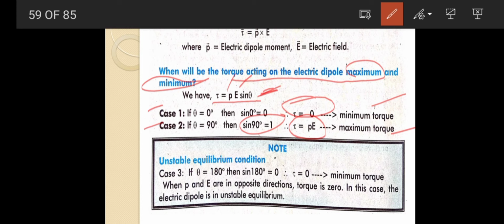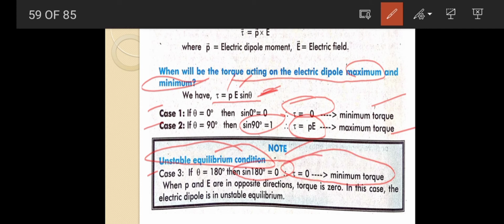Now let us have a look at this note: unstable equilibrium condition. What is this unstable equilibrium condition? Let us consider that as case 3. In case 1 we put theta equal to 0, in case 2 we put theta equal to 90 degrees, and in the third case let us put theta equal to 180 degrees. If theta is 180 degrees, that means the angle between the electric dipole moment P and the electric field is 180 degrees, then sin 180 is equal to 0. In this case also tau becomes 0.